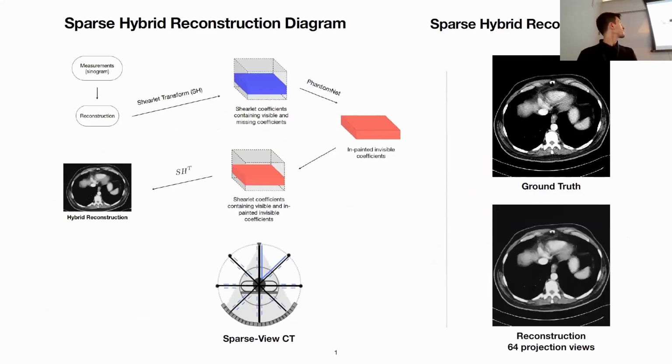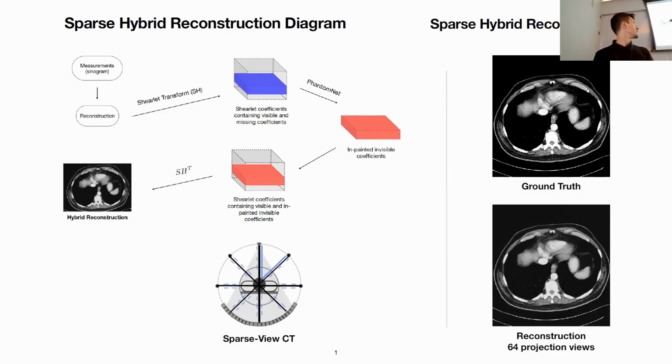So, what is this hybrid technique about? Its focal point is to improve the reconstruction of sparse CTs. It utilizes Shearlets in order to split the signal into visible and invisible parts, and then utilizes model-based techniques to reconstruct the visible parts, and the deep learning model PhantomNet to in-paint the invisible parts. Afterwards, it brings everything back to the spatial domain through the inverse Shearlet transform, which we can see in this diagram.